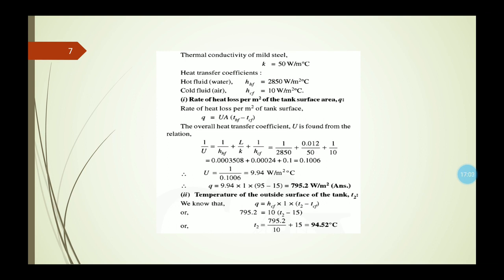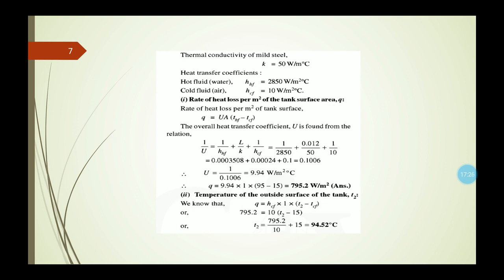So most of the values for the different notations were given in the question. If you can remember the formula for the overall heat transfer coefficient, then we can easily solve this question. Next, we need to calculate the temperature of the outside surface of the tank. So how to calculate that part?